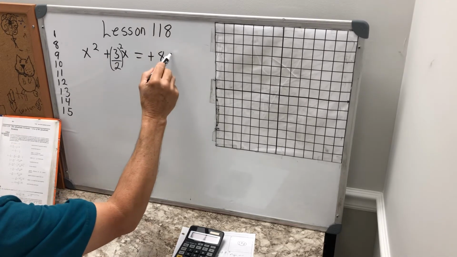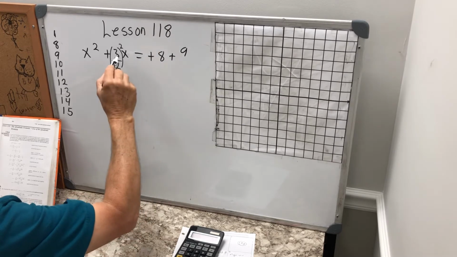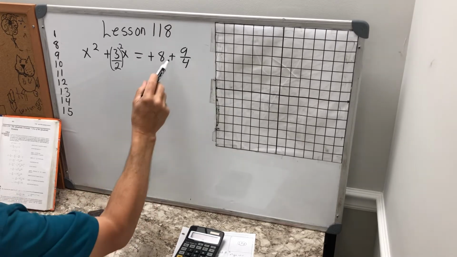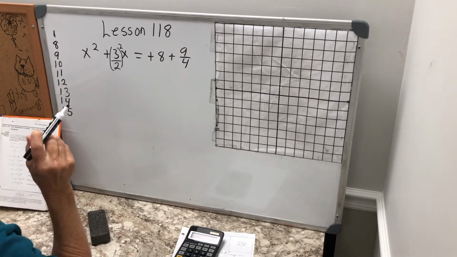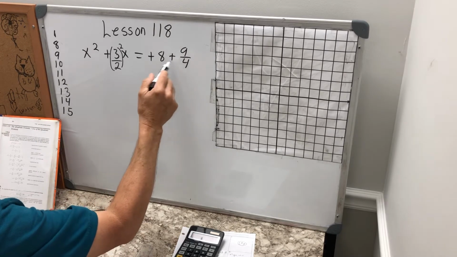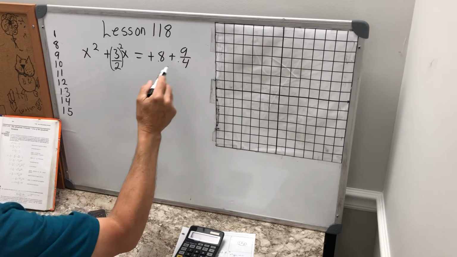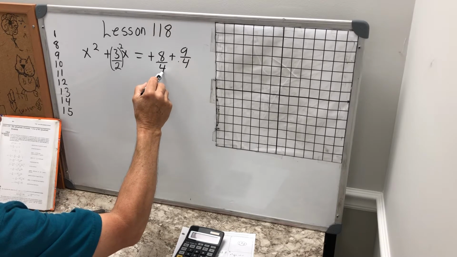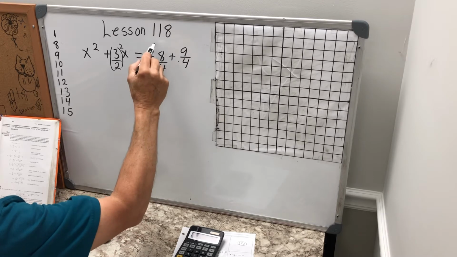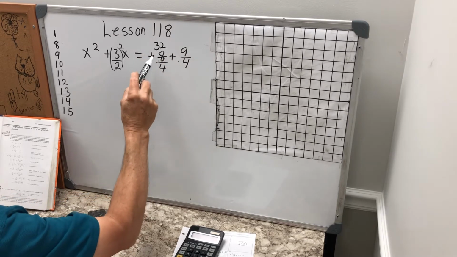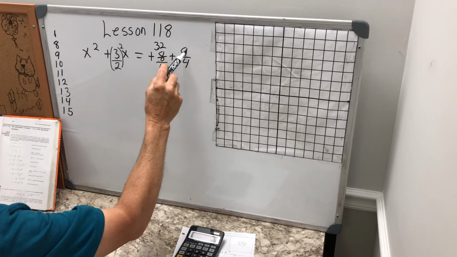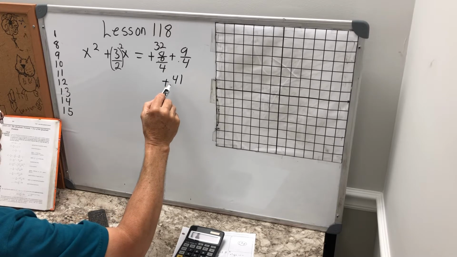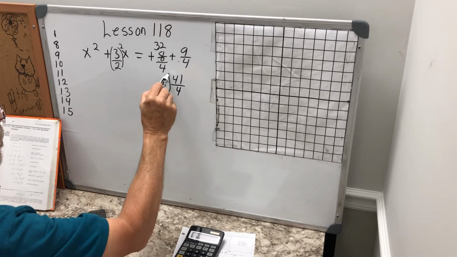3 times 3 is what? 9. 2 times 2 is what? 4. And you see here we always add these two together. Now I have to get common denominators to add numbers together. I got a positive 8 and a positive 9 over 4. So if I put a 4 under here for the same denominator, that changes. The 4 times 8 is 32. So now I have a positive 32, positive 9. That looks like a positive 41 over 4. And remember, we always square root this.